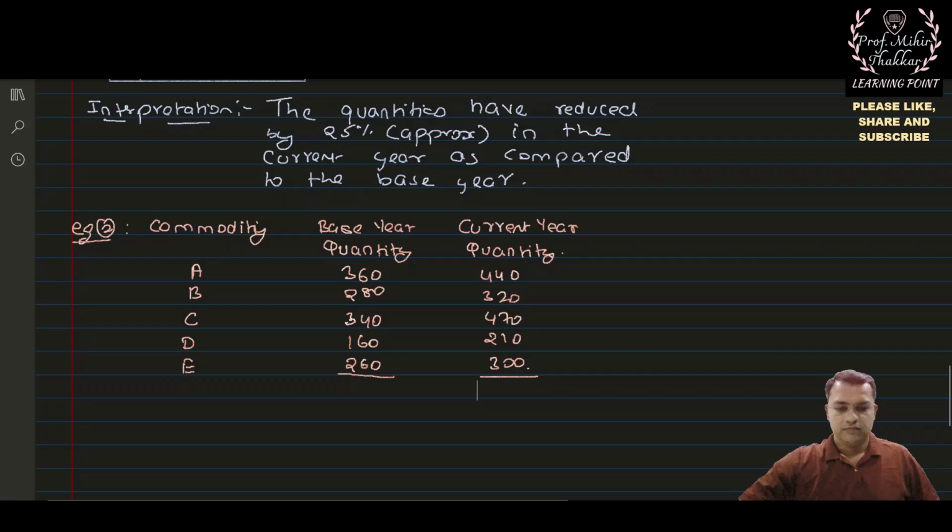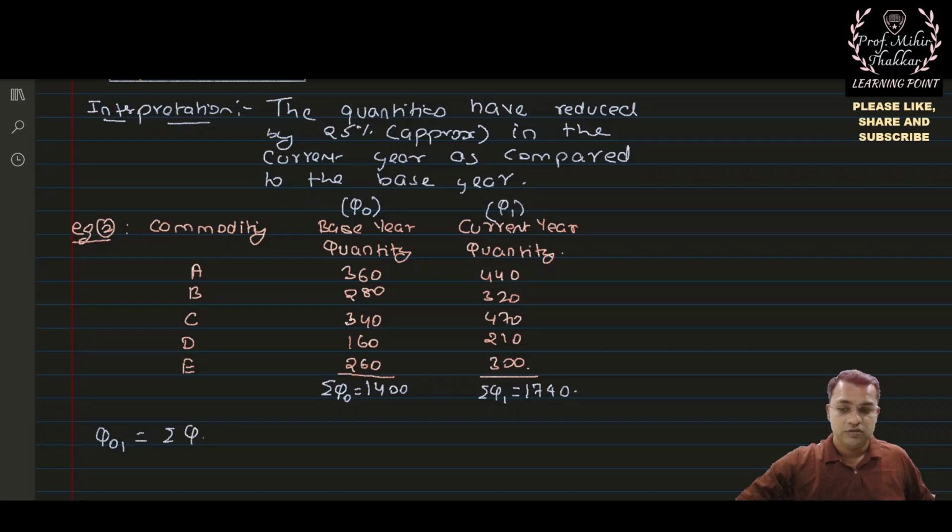So similarly guys, one more example that you have for the quantity index number. In this case, you have to again find out the Q01 value, and there are 5 commodities from A to E. The base year quantities, you are given Q0. Current year quantity, you are given Q1. So just take the total of Q0 values 360, 280, 340 and so on. You will get summation Q0 as 1400. Whereas if you add all the Q1 values, that is 440 plus 320 plus 470 plus 210 plus 300, that will give you summation of Q1 as 1740.